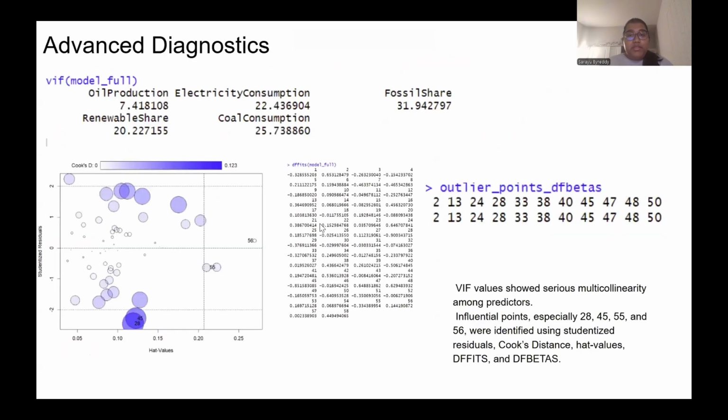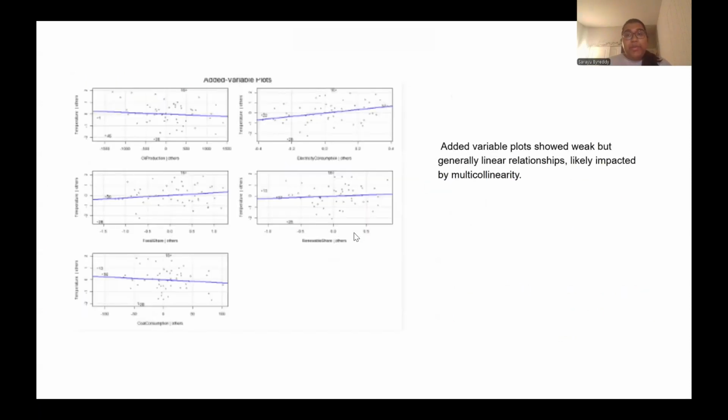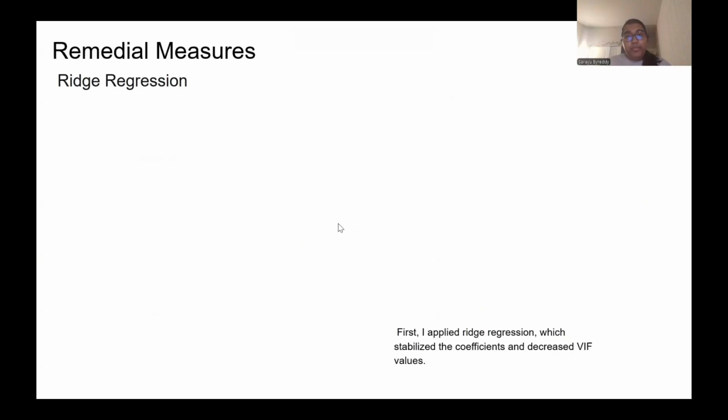In the advanced diagnostics, the VIF values showed serious multicollinearity among predictors. Influential points, especially 28, 48, 55, and 56, were identified using studentized residuals, Cook's distance, hat values, DFFITS, and DFBETAS values. The added variable plots showed weak but generally linear relationships, which likely is impacted by multicollinearity.